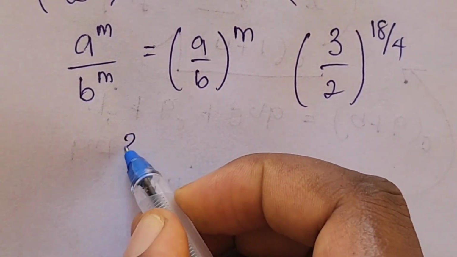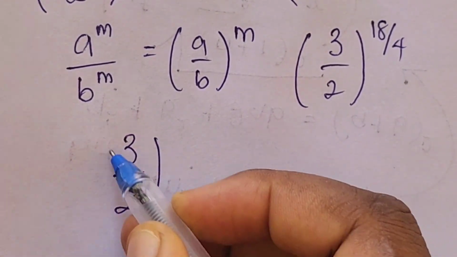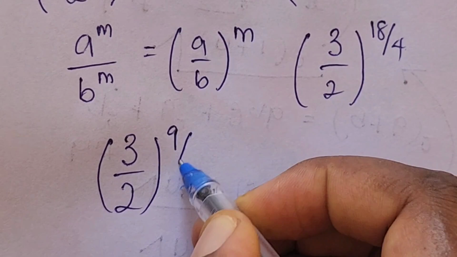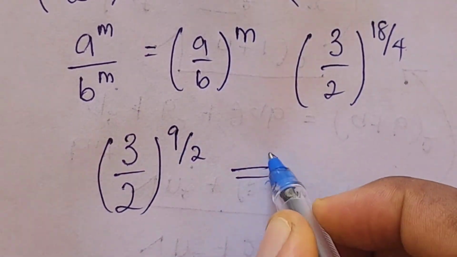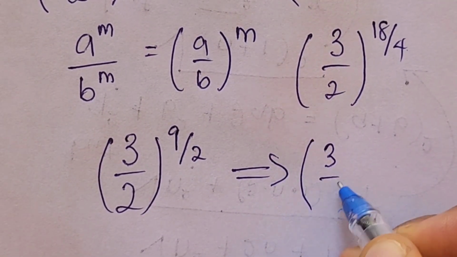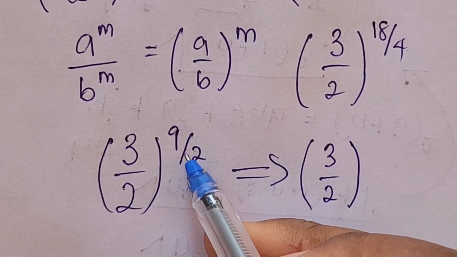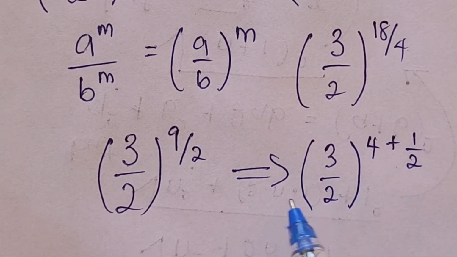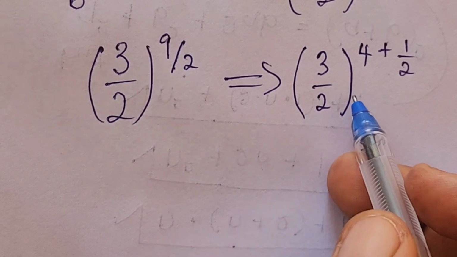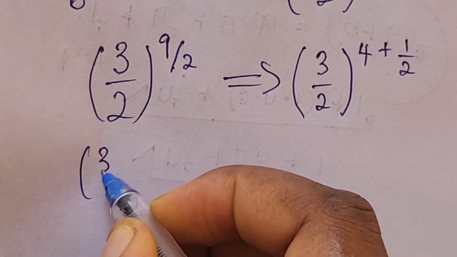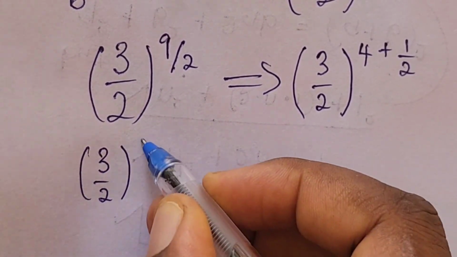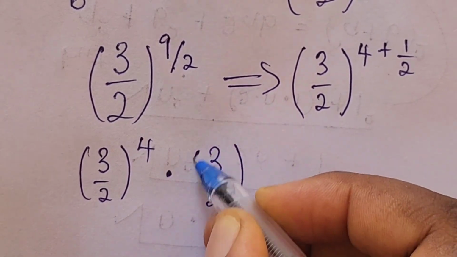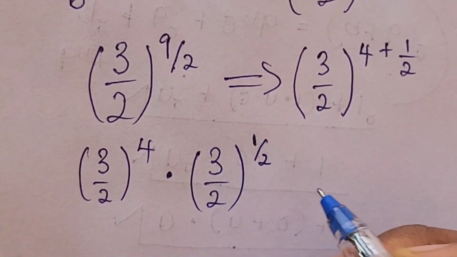So this implies that 3 over 2 all to the power of 18 divided by 4, when we reduce this, we have 9 over 2. So from here, we have 3 over 2 all to the power of, we can split this to have 4 plus 1 over 2, which will give us 9 over 2. From law of indices, this can become 3 over 2 all to the power of 4 times 3 over 2 all to the power of 1 over 2.